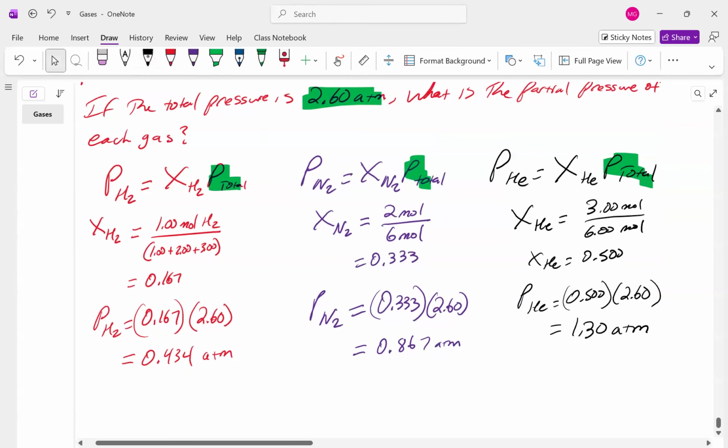So there's the partial pressures. And in fact, if you want to check your answer with something like this, if you add up the partial pressures, it should come out to very, very close, maybe within a rounding error, of your total pressure. So if you add all these up, it comes out to about 2.60 atmospheres, which is what our total pressure was.